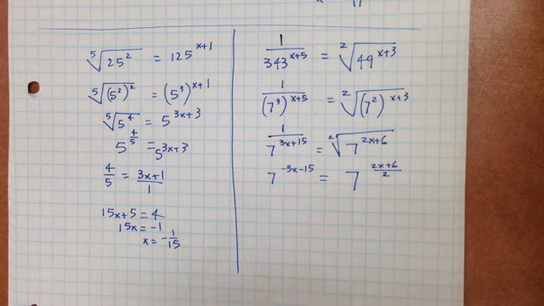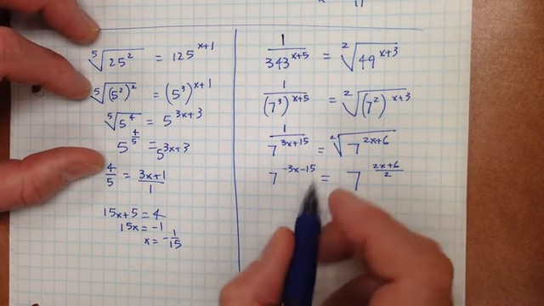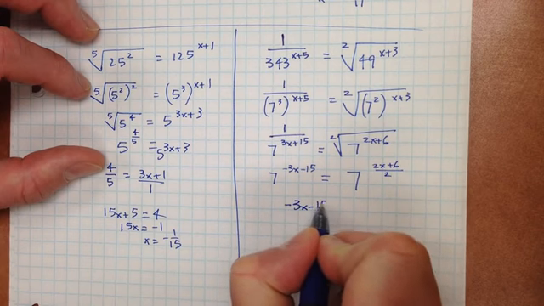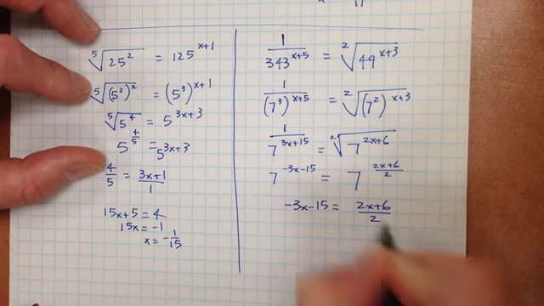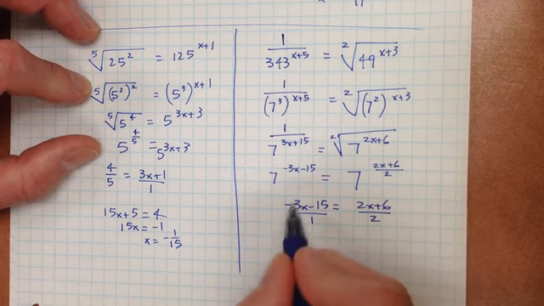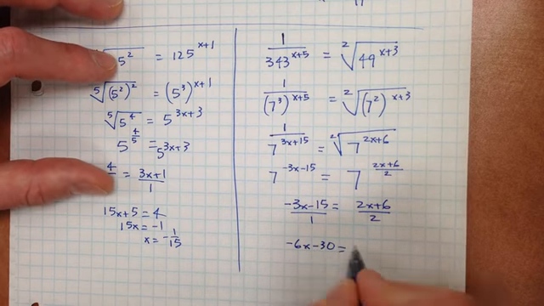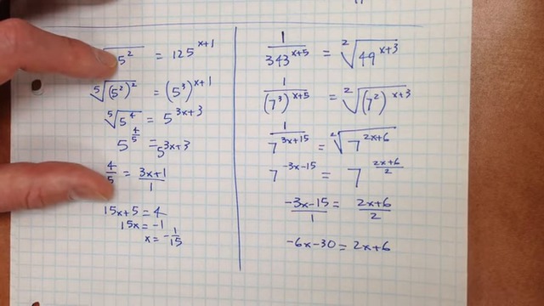There you are. Now that would reduce if you factored it, and that is one way to approach it. If you don't see that, that's fine. You can set those exponents equal. -3x minus 15 equals 2x plus 6 over 2. Now, it is a cross multiplication problem. So we are looking at -6x minus 30 equals 2x plus 6. Solve that, you're out of the woods right there.